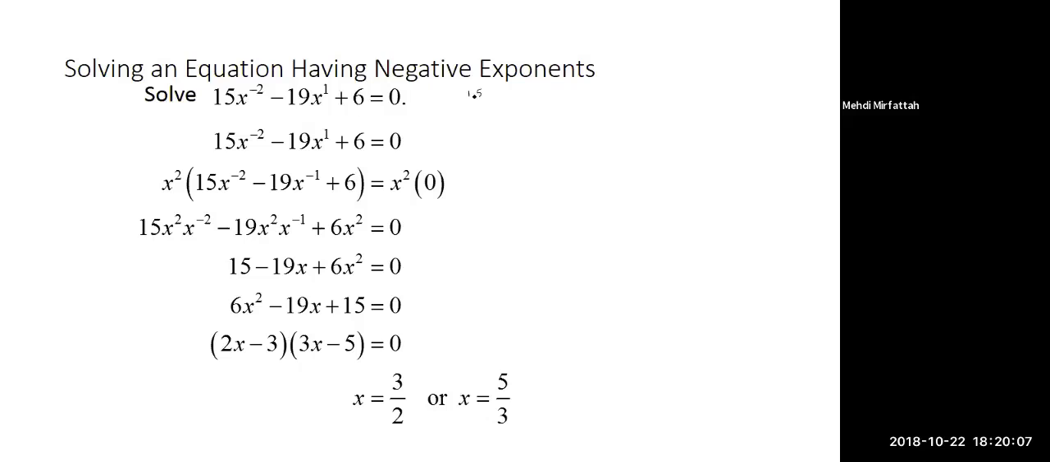So this is really 15 over x squared minus 19 over x plus 6 equals 0. It's the same problem here. So the LCD among all these would be x squared. If I multiply them by x squared, I would eliminate all these fractions. As you can see, x squared times x to the power of minus 2 gives you x to the power of 0, which is 1. So at this point all the fractions disappear. There are no negative exponents, and then we can factor this and solve for it. You get x equal to 3/2 and x equal to 5/3. So these are my solutions.